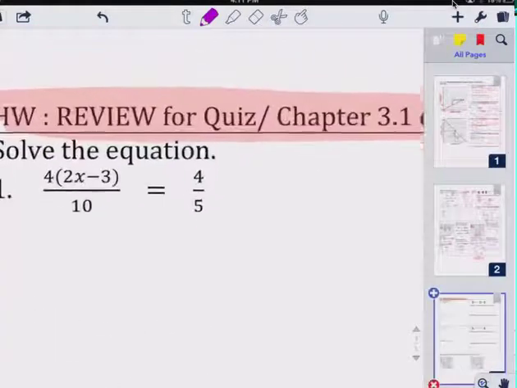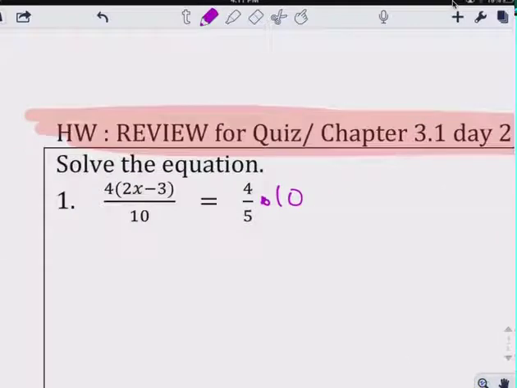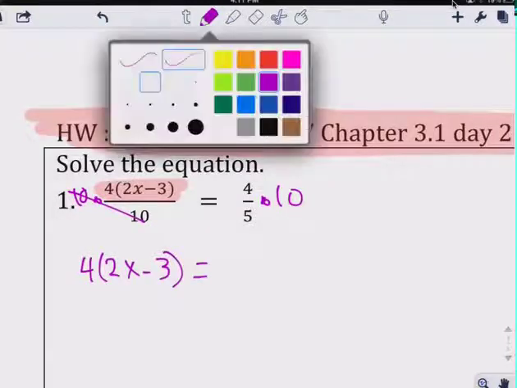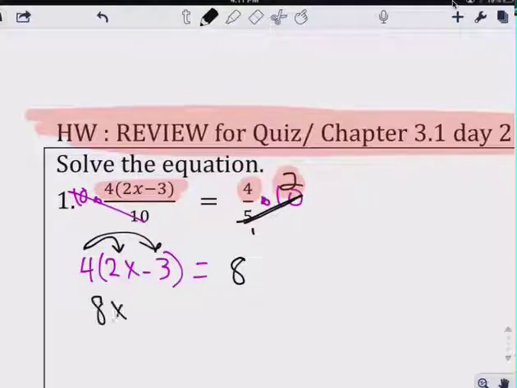Okay, least common denominator, 10, so times 10 there. This cancels, that leaves only this left. So that leaves 4 parentheses 2x minus 3 equals, okay, this you can't cross cancel out. You divide, simplify, the 10 becomes a 2. That's a 1, but 4 times this 2 is 8. Okay, you distribute, 8x minus 12 equals 8.